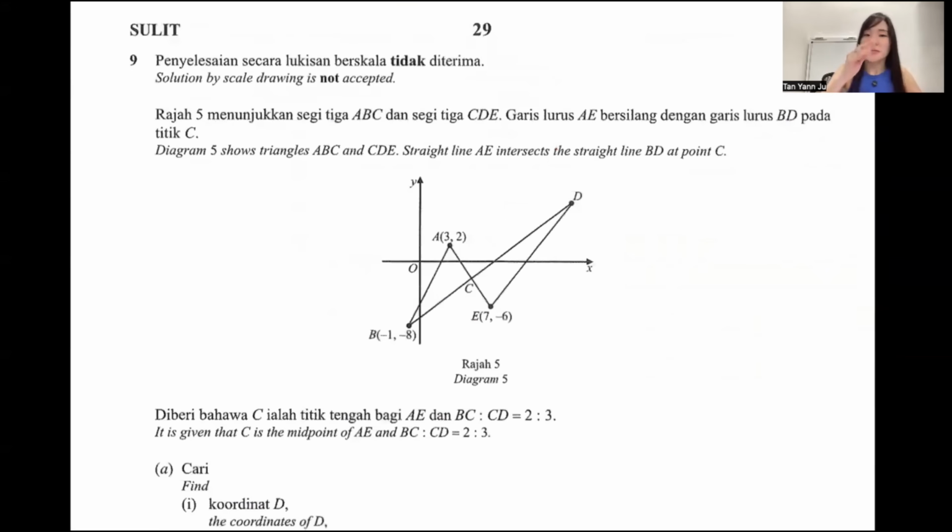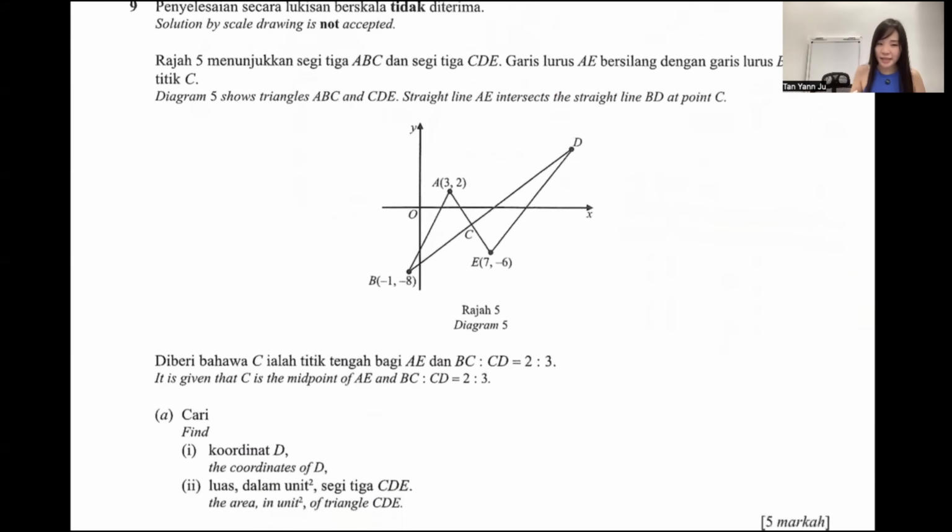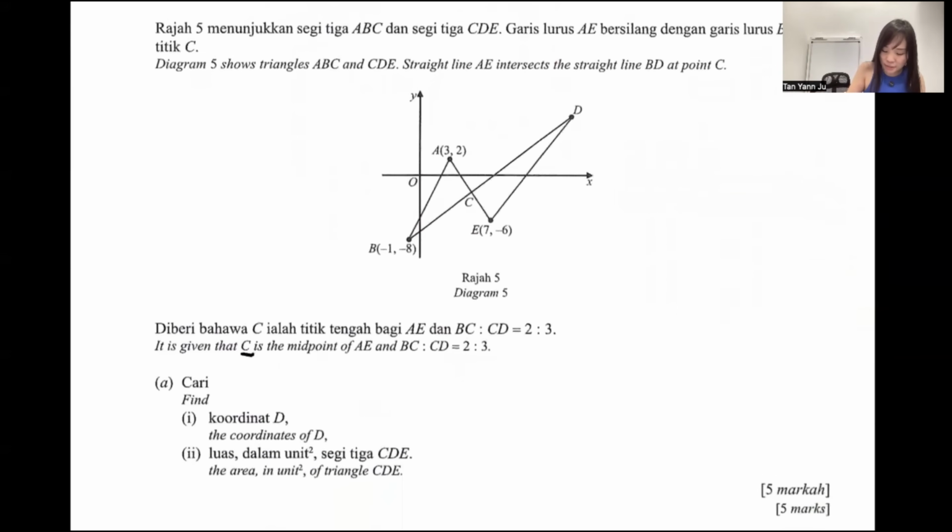Question 9. They say Diagram 5 shows the triangle ABC and CDE. Straight line AE intersects BD at C. It's given that C is the midpoint of AE. So C is the middle of A and E, which means the ratio is 1 to 1. And the ratio BC to CD is 2 to 3. BC is 2, CD is 3. This is everything they say so far.